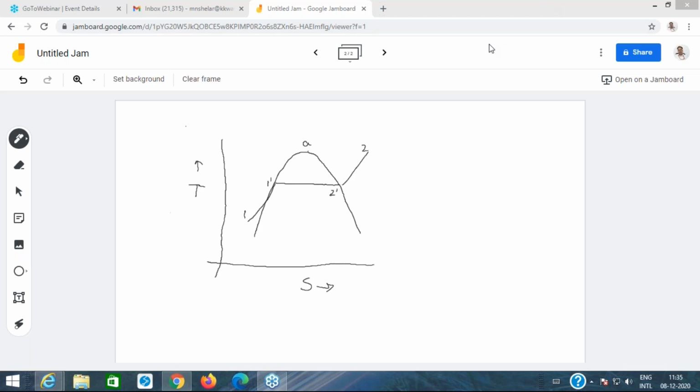Okay. Now the next process is 2 to 3. How should I draw this next process on the temperature entropy diagram? Can anybody tell me?